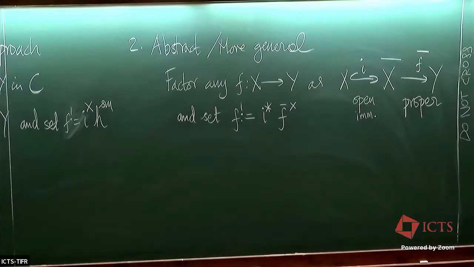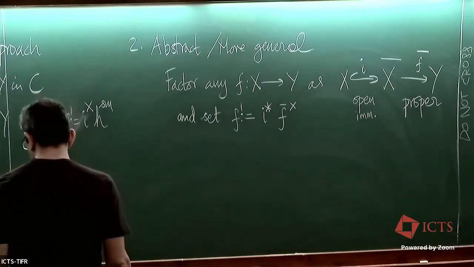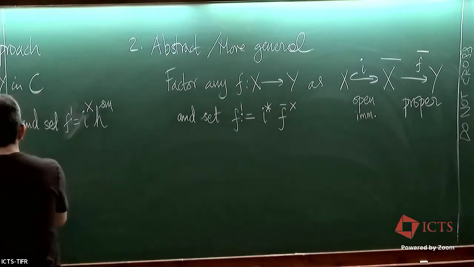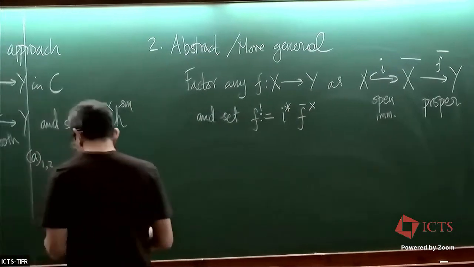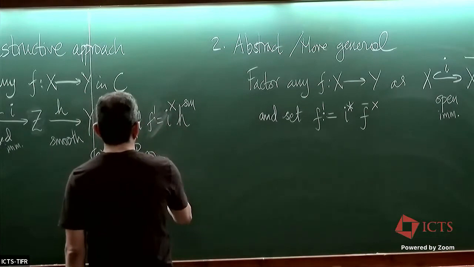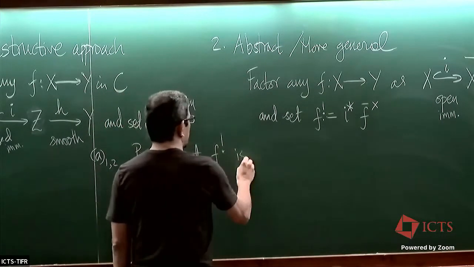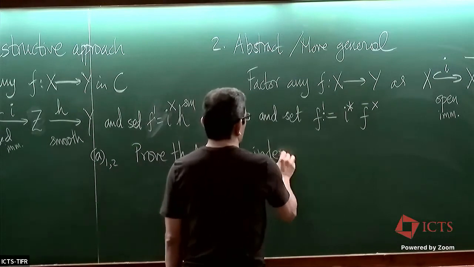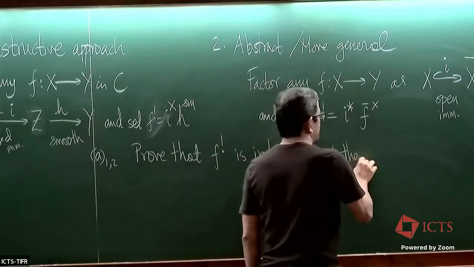Okay, so I have two approaches, and some common issues will arise in both approaches. So let me mention those. So first is, this is A, both for 1 and 2. We must prove that f shriek is independent of the choice of factorization.